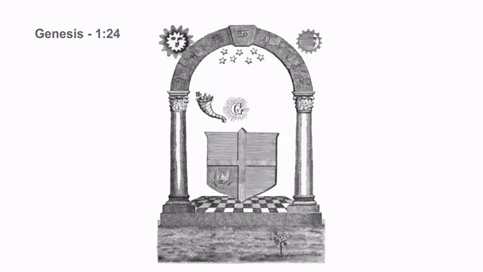And God said, "Let the earth bring forth the living creature after his kind, cattle, and creeping thing, and beast of the earth, after his kind." And it was so. And God made the beast of the earth, after his kind, and cattle, after their kind, and everything that creepeth upon the earth, after his kind. And God saw that it was good.